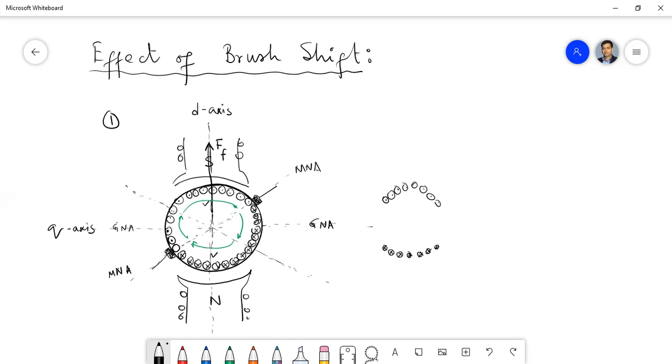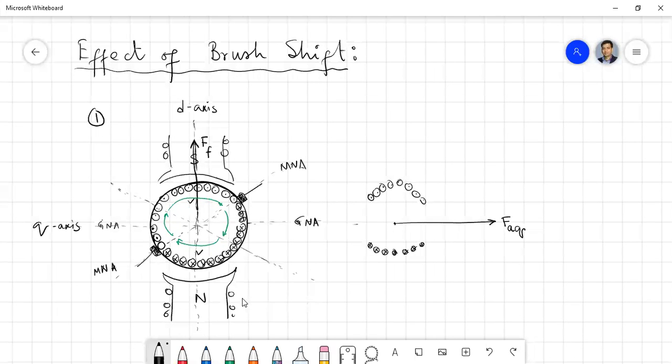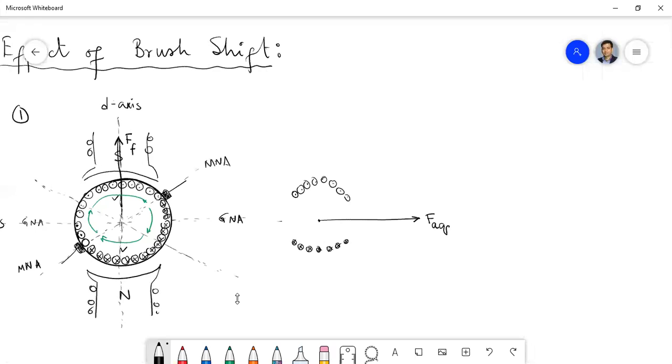In which direction will it generate the field? According to the right hand corkscrew rule, from left to right. Correct. So it will generate the field in this direction, and we can say this is your q axis, isn't it? Are you getting this? Is this q axis or d axis? Q axis, sir. So that means I am writing FAQ.